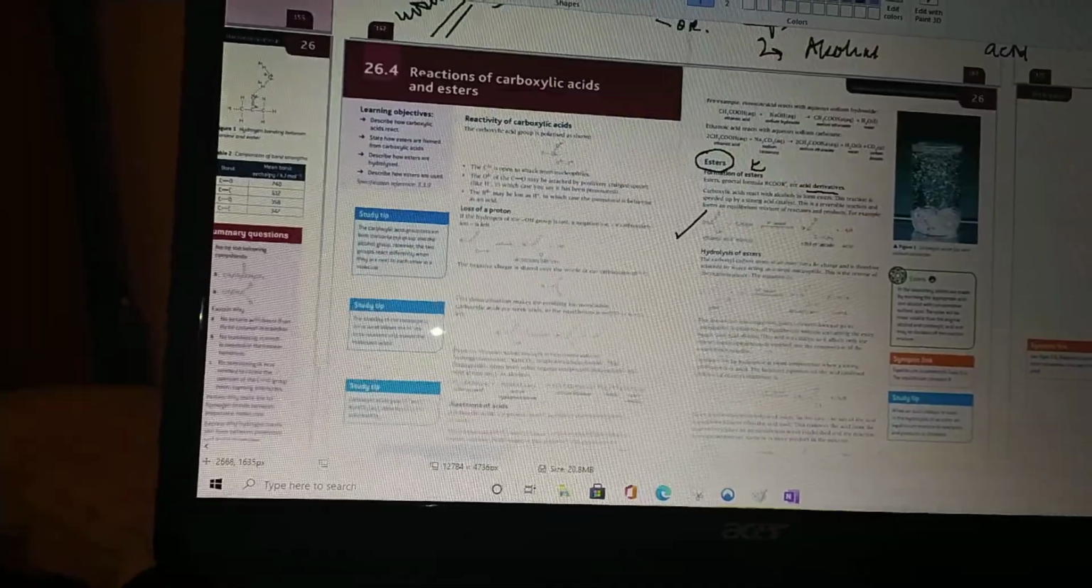This is basically what we had discussed last time as well, regarding the hydrolysis and the formation of esters. Here, as you can see, this undergoes the esterification reaction.